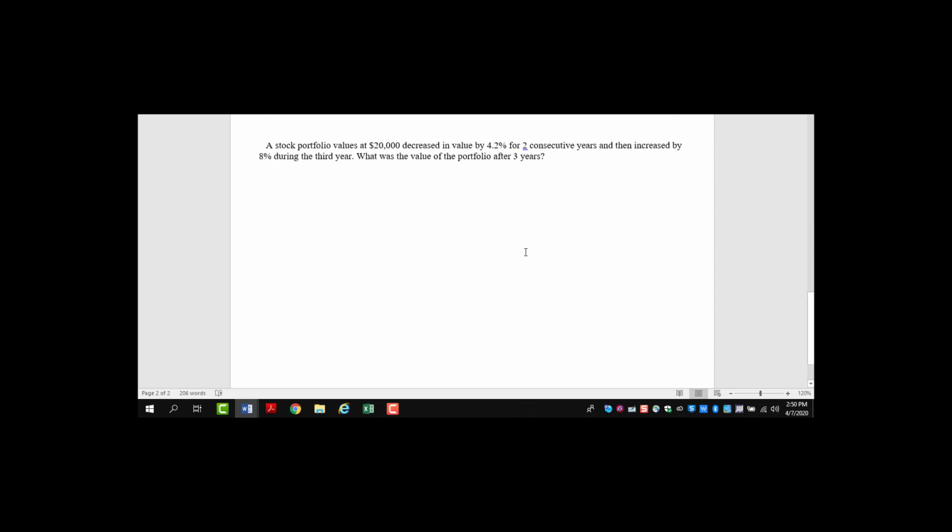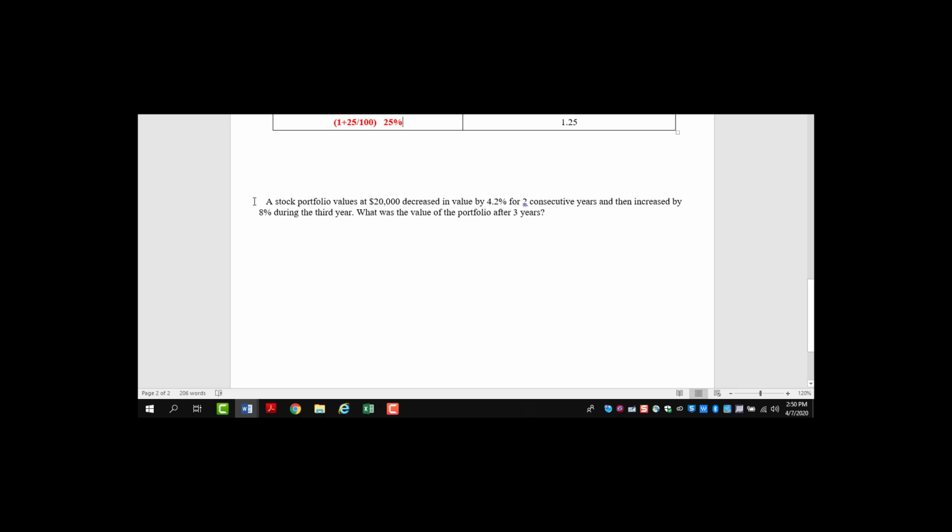So let's take a problem here. It says a stock portfolio is valued at $20,000, decreased in value by 4.2% for 2 consecutive years, and then increased by 8% during the 3rd year. What was the value of the portfolio after 3 years? Now, to use this idea, I'm going to need to know what I need to multiply the 20,000 by to decrease it by 4.2%. And then what do I need to multiply this by to increase it by 8%?